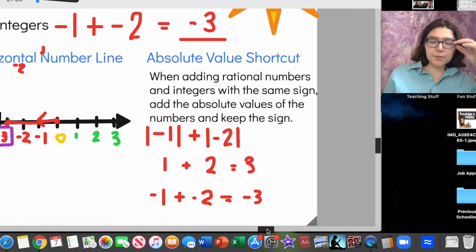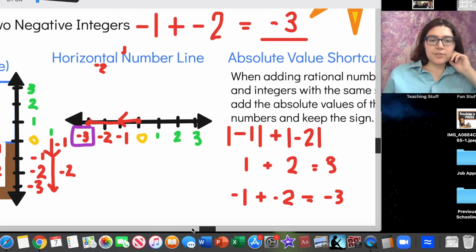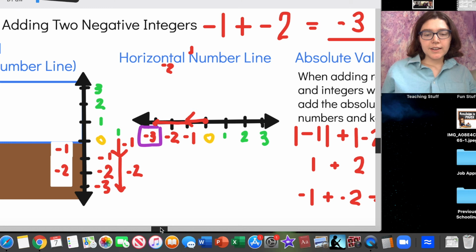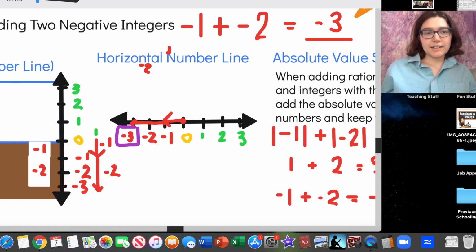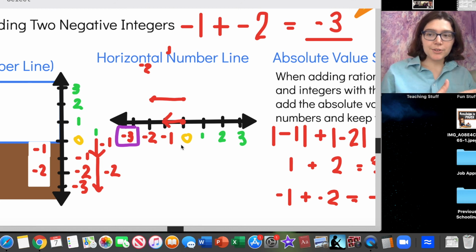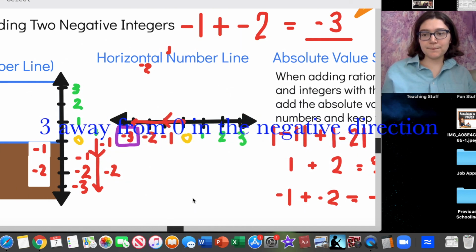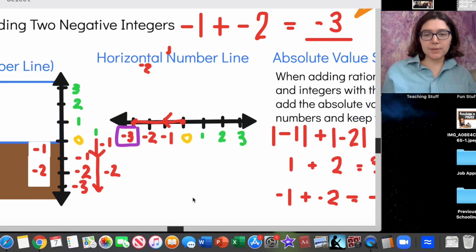I want to talk about why we're talking about absolute values for a moment. The reason absolute values are coming up is, again, absolute value means your distance from 0. So when we have numbers of the same sign, if we look at this number line, this arrow, our distance away from 0 is 1. And for this one, negative 2, my distance away from 0 is 2. And since they're both going in the negative direction, I just need to add those distances together. And I get 3 away from 0. So it becomes a negative 3. Right, so that's where the absolute value comes up.